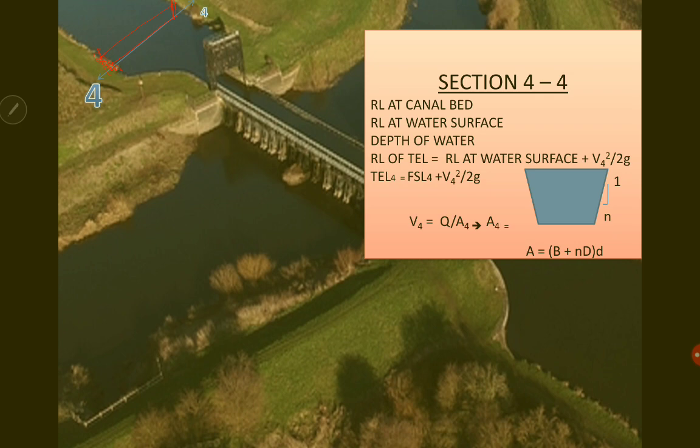So what is the area at section 4? What is the shape? The shape is trapezoidal. So what is the area? B and D into D, right? So first find area at the section 4. The section being trapezoidal, the area is found out. Based on the area, the velocity at section 4 is given by Q by A4. Once you know the velocity at section 4, what is the kinetic energy head? Kinetic energy head is equal to V4 square by 2G. So the FSL level plus kinetic energy head will give you the TEL at the particular section.